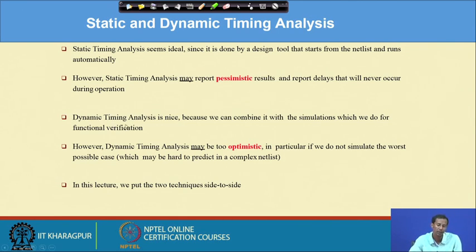So, this dynamic timing analysis is very important, because we can combine it with the simulation which we do for the functional verification. Not only for the functional verification, but during testing, whatever test vectors we give, we can put those stimuli in the simulation itself and check the timing requirement for that particular design. However, this dynamic timing analysis may be too optimistic, in particular if we do not simulate the worst possible case.